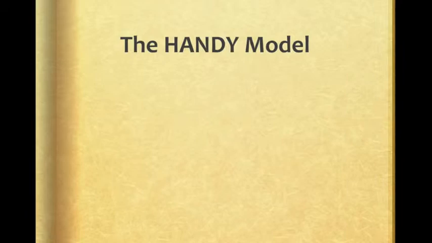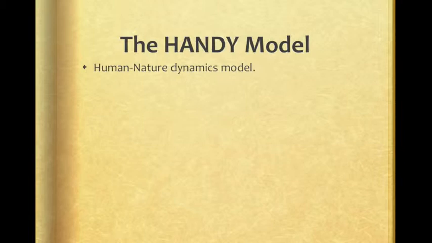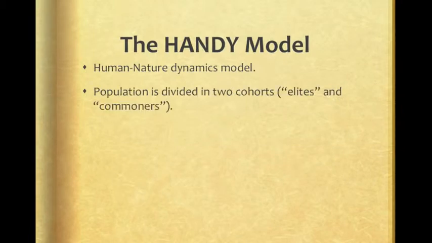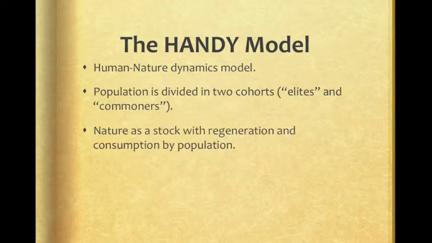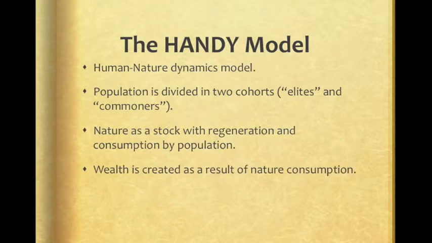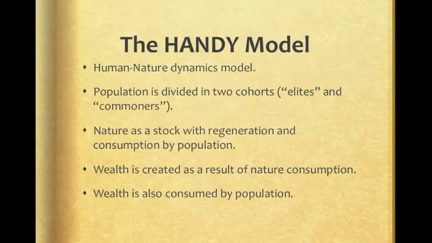Let's talk a little bit about the HANDY model. First, as we said, it's a human nature dynamics model where population is divided into two cohorts. And the two cohorts are elites and commoners, and we'll explain a little bit more the differences between these two. Nature is also a stock that has regeneration and consumption by population, and we'll look into this mechanism.